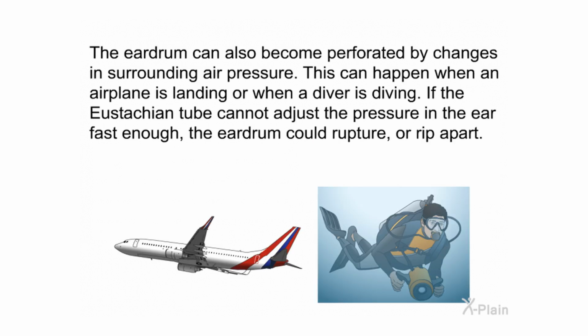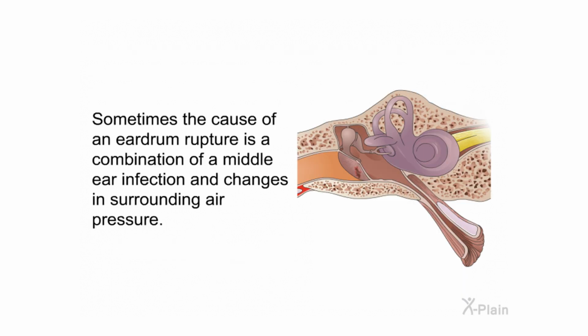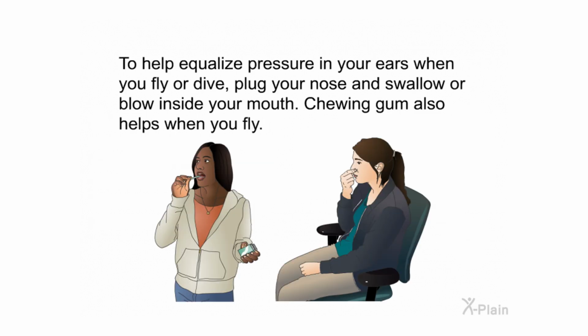The eardrum can also become perforated by changes in surrounding air pressure. This can happen when an airplane is landing or when a diver is diving. If the eustachian tube cannot adjust the pressure in the ear fast enough, the eardrum could rupture or rip apart. Sometimes the cause of an eardrum rupture is a combination of a middle ear infection and changes in surrounding air pressure. To help equalize pressure in your ears when you fly or dive, plug your nose and swallow or blow inside your mouth. Chewing gum also helps when you fly.